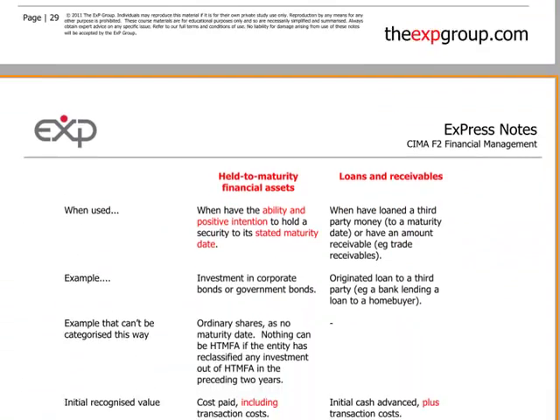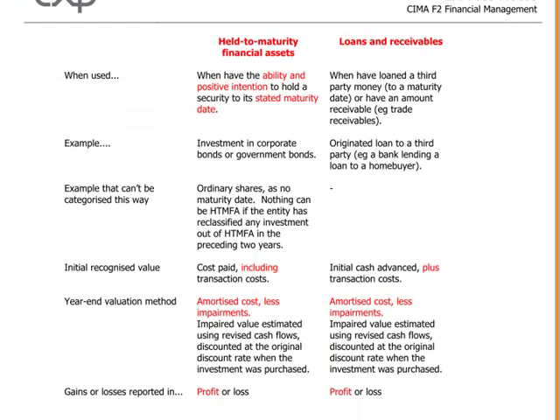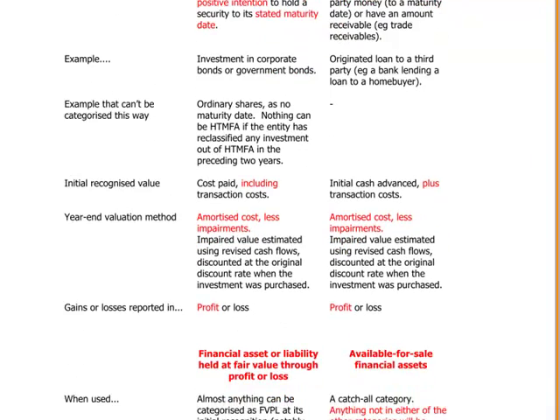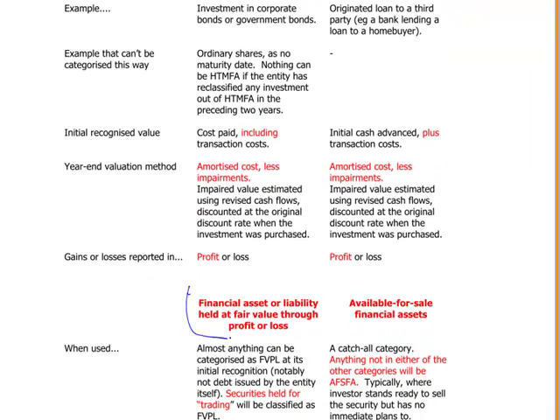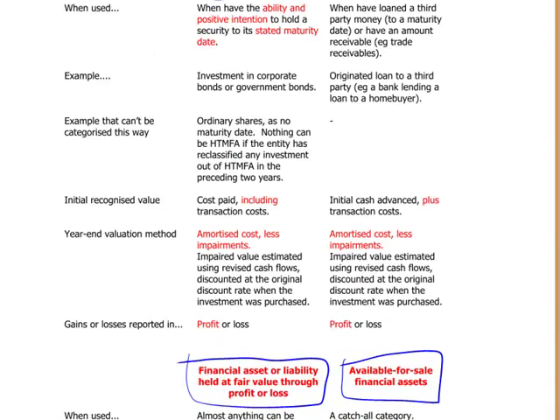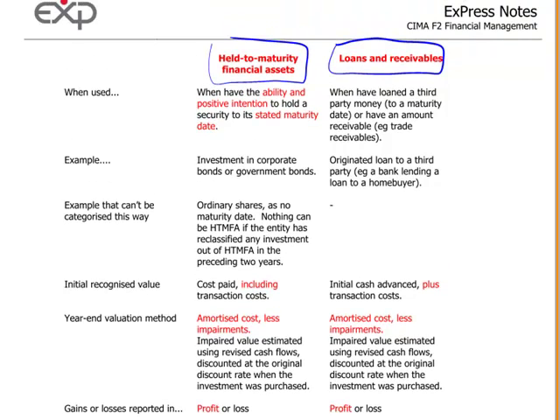So let's hit the road and see how many types of financial instruments we should know. We have four categories, we said. We have the first category, held to maturity financial assets, a second category, which is familiar, loans and receivables, and we'll go through various points on each one of them. Then you have financial assets or liabilities held at fair value through profit or loss, and then you have available for sale financial assets. So let's take the first one, held to maturity financial assets.